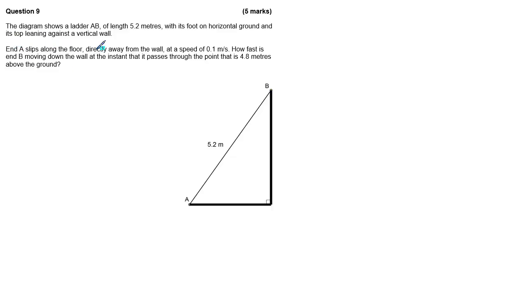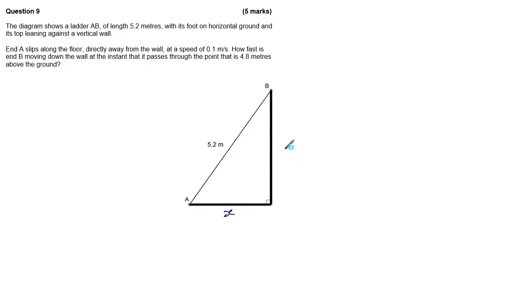The diagram shows a ladder AB of length 5.2 meters with its foot on horizontal ground and its top leaning against a vertical wall. End A slips along the floor directly away from the wall at a speed of 0.1 meters per second. How fast is end B moving down the wall at the instant that it passes through the point that is 4.8 meters above the ground?